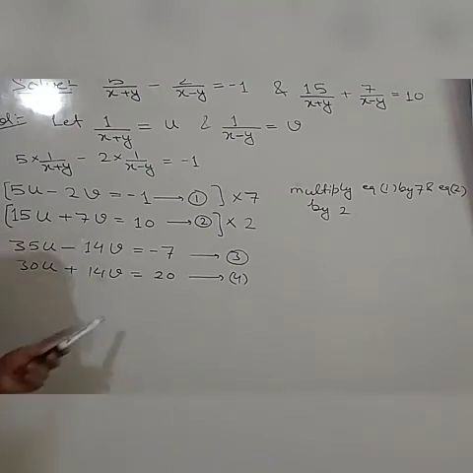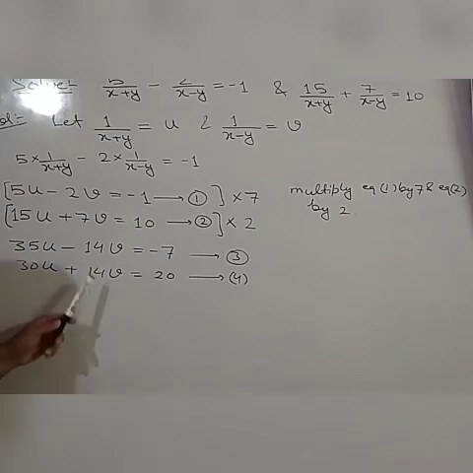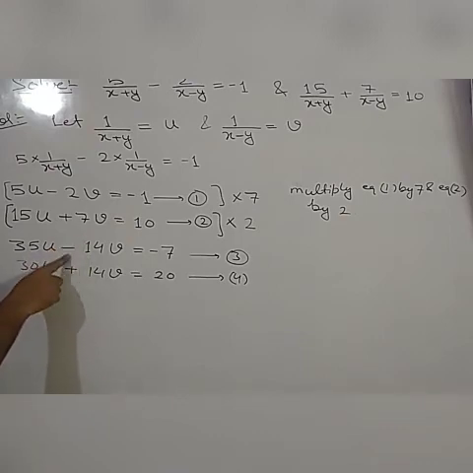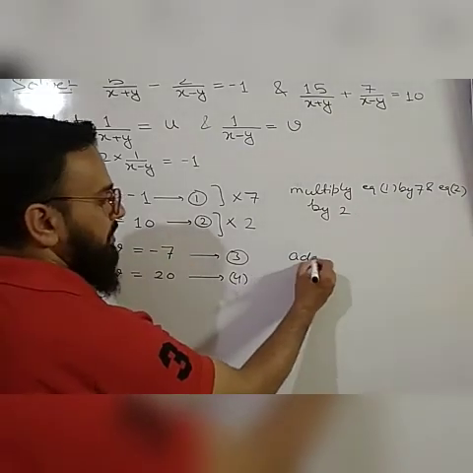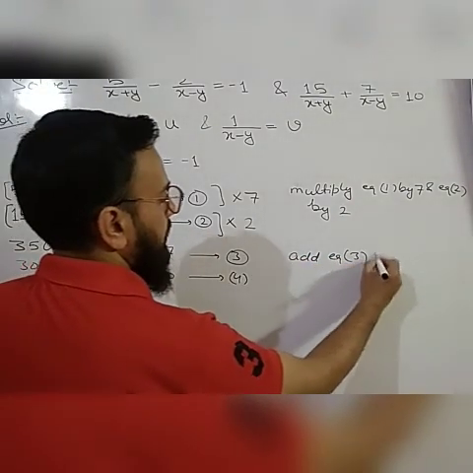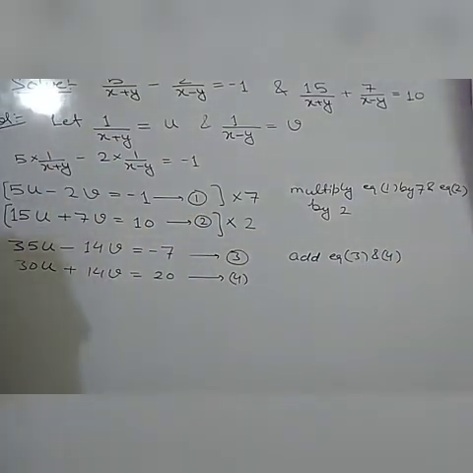Now in these two equations, the coefficients of v are equated. Here the coefficient is 14, and in this equation also the coefficient is 14. But the signs of these coefficients are opposite. It is minus 14, it is plus 14. And I told you that when the signs of the equated coefficients are the same, then we have to subtract, and when the signs are opposite, then we have to add the equations. So what we will do, we will add equation 3 and 4.